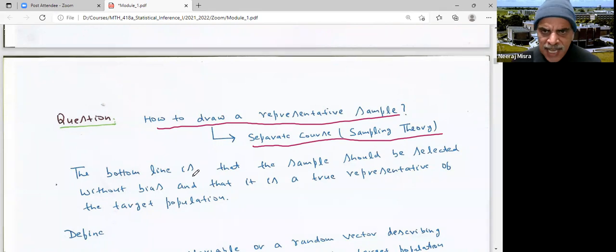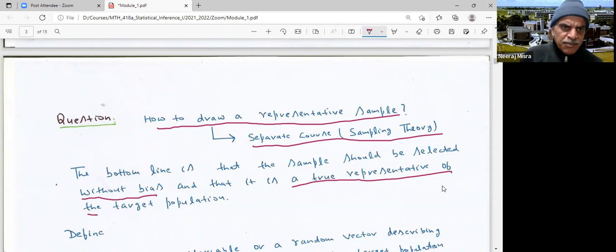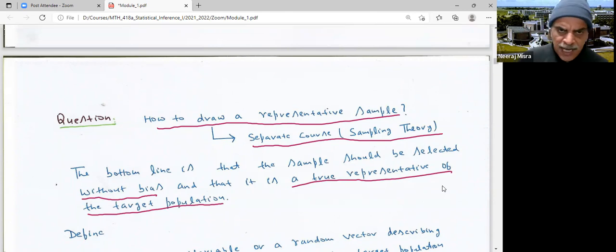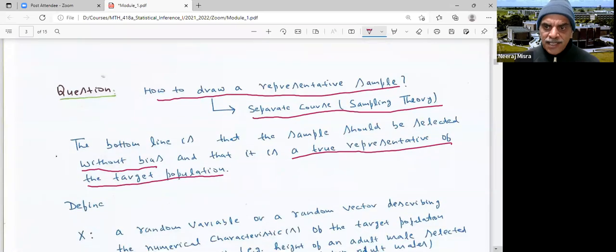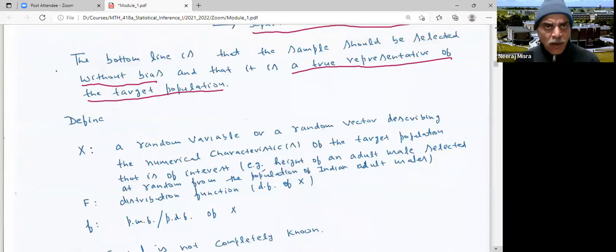Now, irrespective of which sampling scheme you choose, the bottom line is that the sample should be selected without bias, and that it is a true representative of the target population. For example, in the case of sampling every unit from Haryana state, that is a biased sample, because you are only choosing units from the state where males have a tendency to be taller.